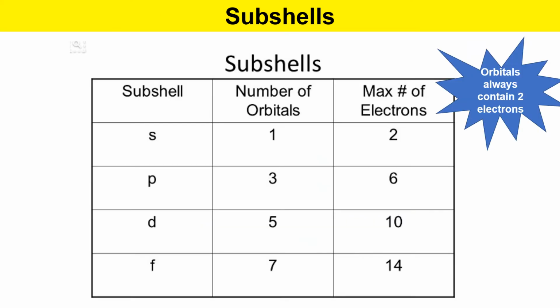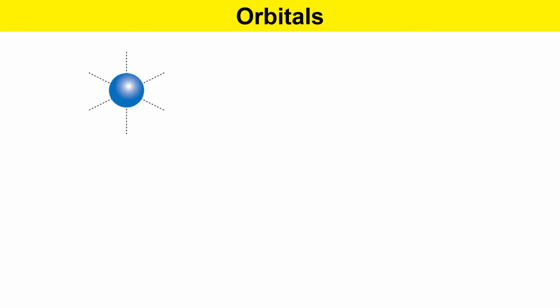So if we look at the subshells in more detail, we can see that an S subshell only has 1 orbital, so it can only hold 2 electrons. A P subshell has 3 orbitals, so can hold 6. A D subshell has 5 orbitals, can hold 10 electrons, and an F subshell has 7 orbitals, so it can hold 14 electrons. At AS level, we need to know the shape of certain orbitals.